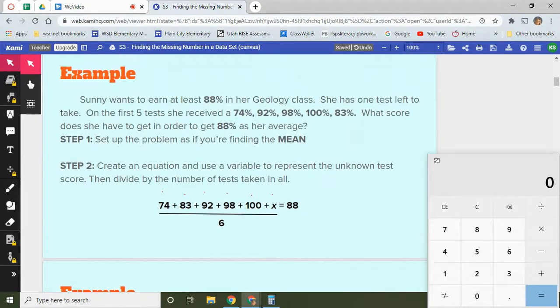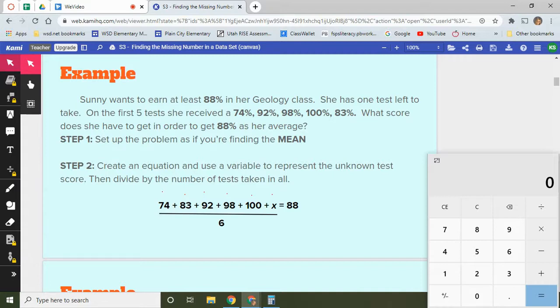So these first couple slides are an example. Please refer back to these if you are feeling confused or when you get to your practice page and need a little extra help. Please feel free to look back at this example. It will show you how to set up these types of problems.